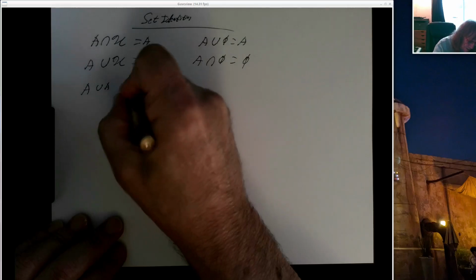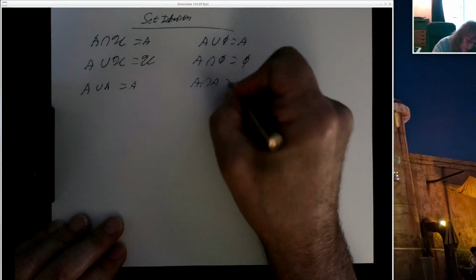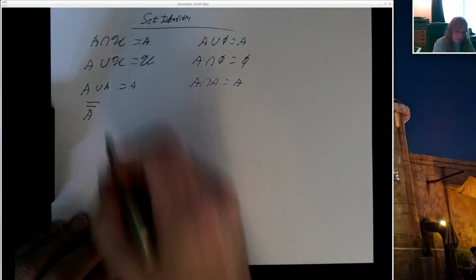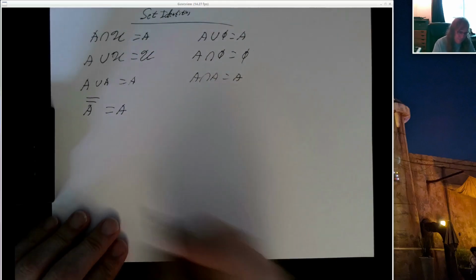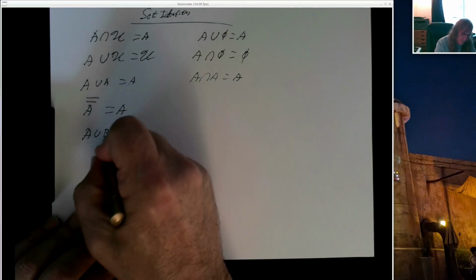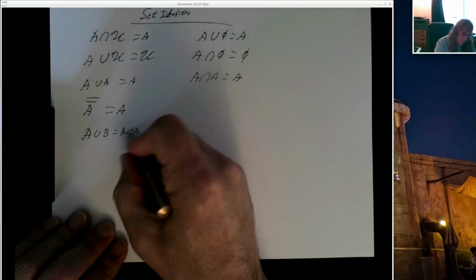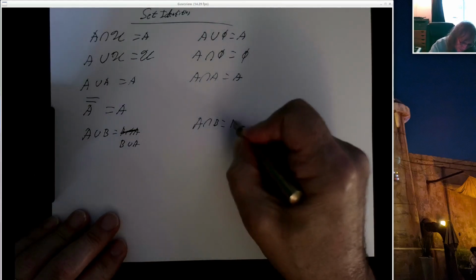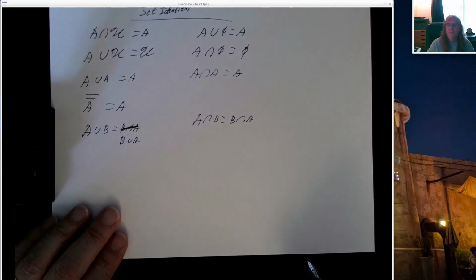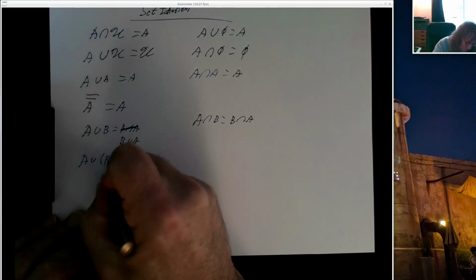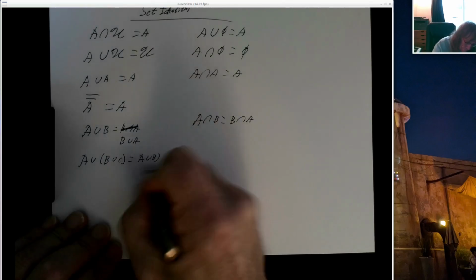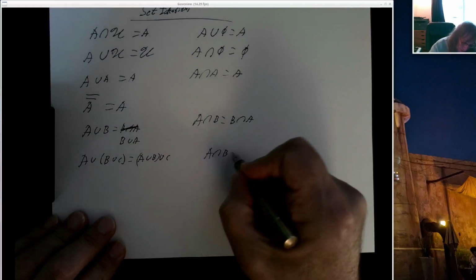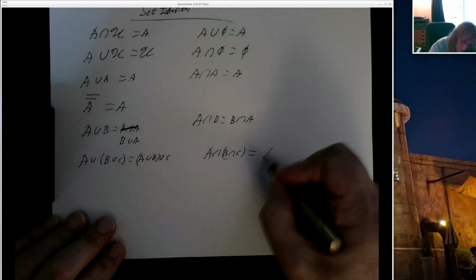We also find A union A equals A and A intersect A equals A. And if we take A and we take the complement and we take the complement of that, we get A. We have commutativity. So A union B is B union A, and A intersect B is B intersect A. We have associativity. So the order in which we union doesn't matter, and the order in which we intersect does not matter.